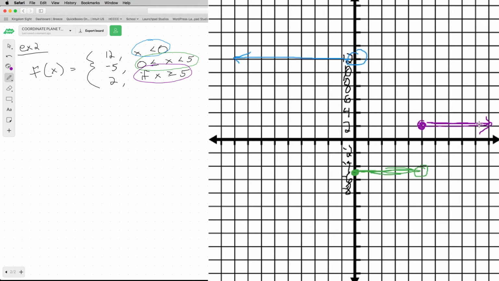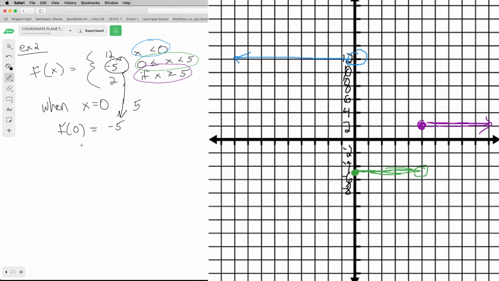Now the example doesn't tell you to graph it, but I like to see the visual of what's happening. The directions say evaluate the piecewise function when x equals 0 and 5. Okay, so for f of 0, first we have to determine what interval 0 belongs to. Okay, so it's not in the blue interval because 0 is not less than 0. 0 is equal to 0. So that would be in the green interval. So what's the value? -5.